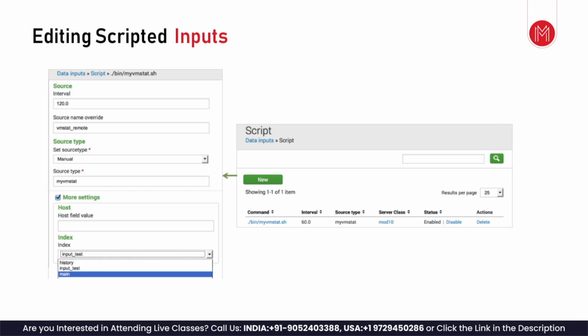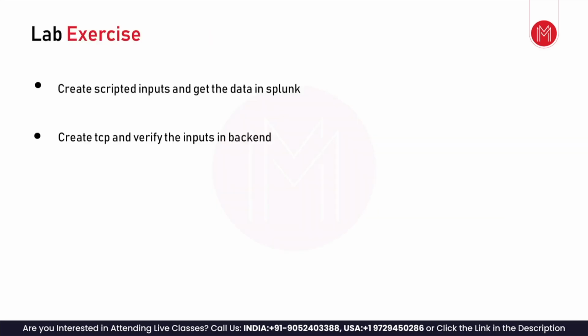But whenever you add any scripted input, make sure you run the script and get the results. So today we are going to see a lab exercise to create scripted inputs and get the data into Splunk, and how to create the scripted inputs. The next thing is to create TCP inputs and verify them in the backend. For TCP, we would need to configure different syslog servers, so we are not going to do that, but we will try to create inputs and see how the configurations are present in the backend. And for scripted inputs also, we will add some script, not really script the output. When we run the script, we get some output.